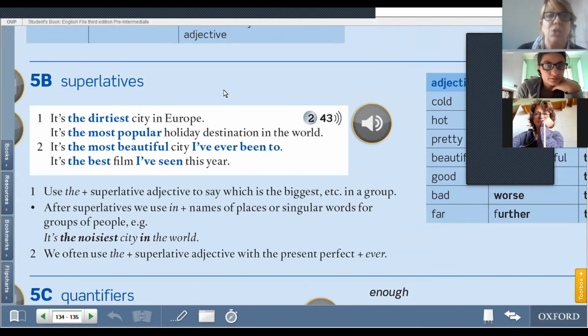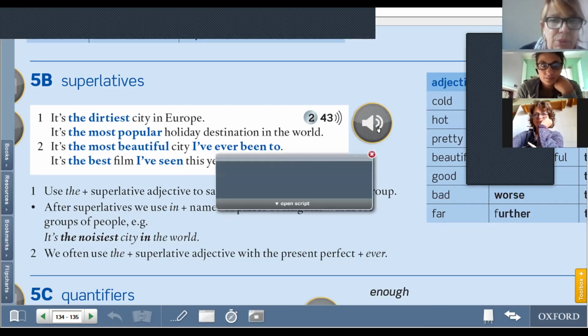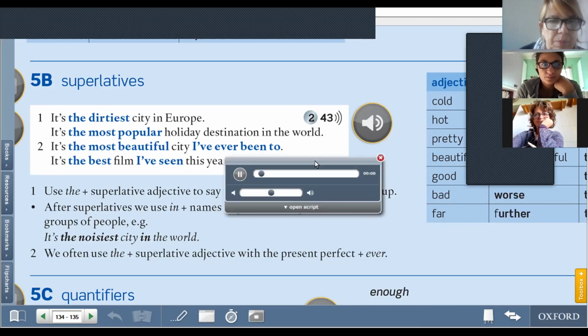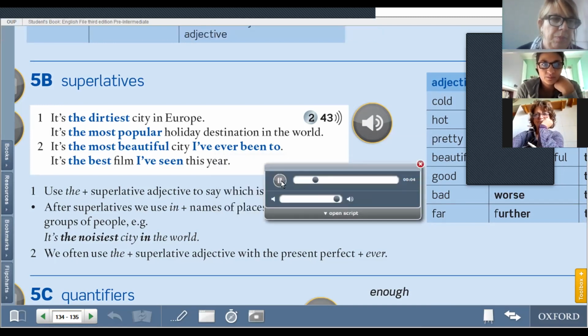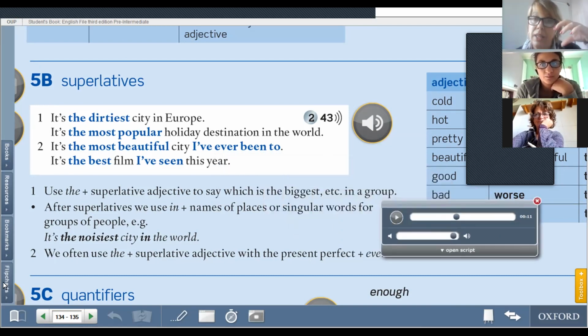But now we get into superlatives. If the comparatives compare two things, two adjectives, two adverbs, here is one on top of the other. Here are the examples. It's the dirtiest city in Europe. It's the most popular holiday destination in the world. So we're talking about something that is unique in a group.